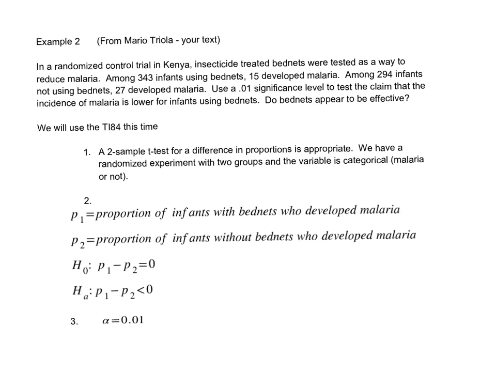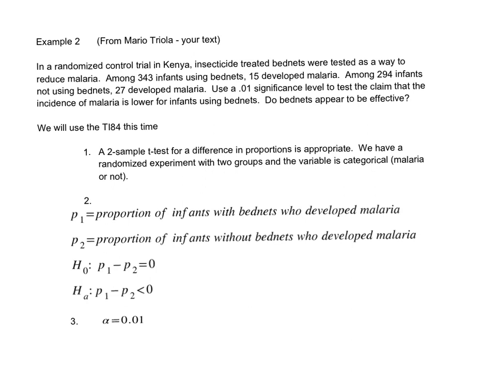This problem is straight from the text, and we're going to do it with the graphing calculator. So we're going to kind of speed through this one. We have a randomized control trial in Kenya. Insecticide-treated bed nets were tested as a way to reduce malaria. Okay, so this is an experimental design.